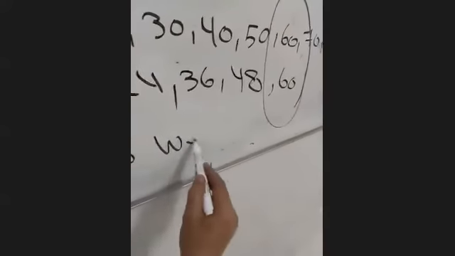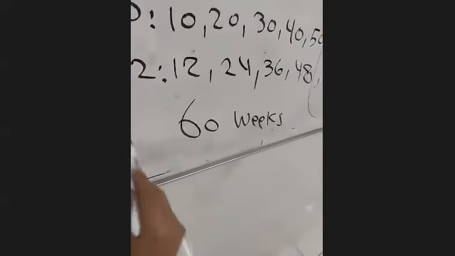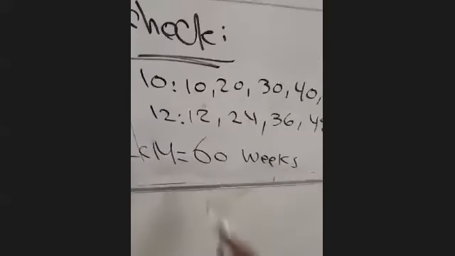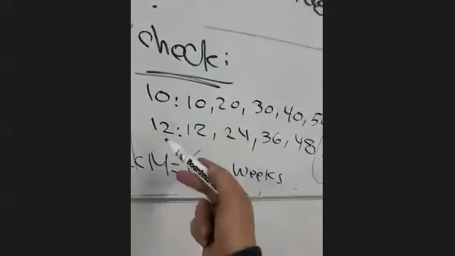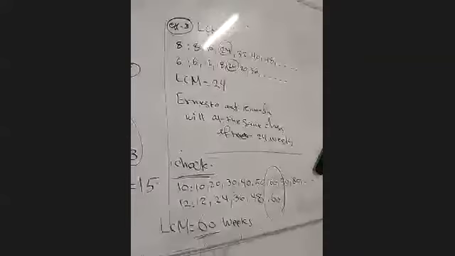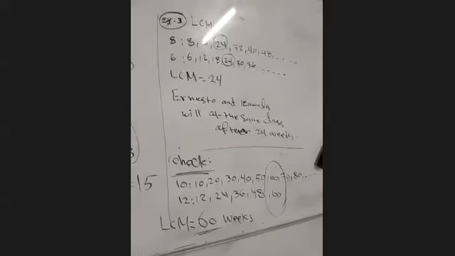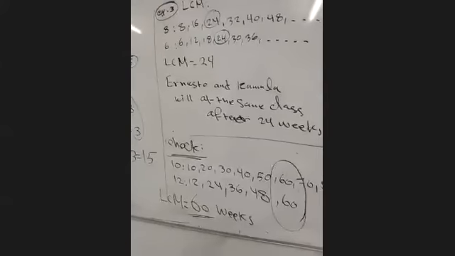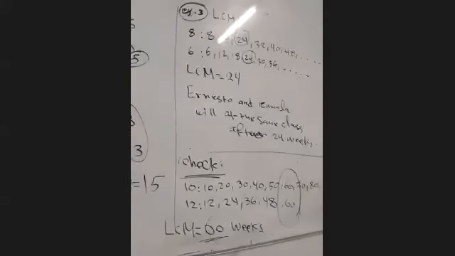So after 60 weeks, which is the least common multiple, Tamika will go to the zoo and to the pet rescue in the same week. 60 weeks. So this is example 3 and the check. We are done with this lesson, guys. If you have any questions, keep your hands up. If you don't, remove your hands, please.